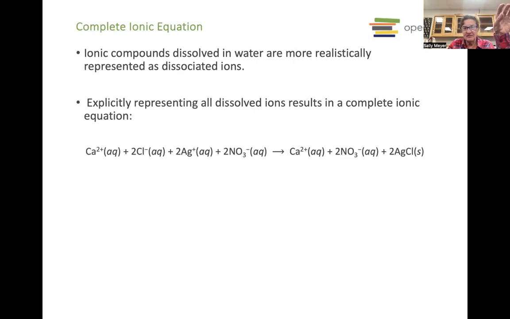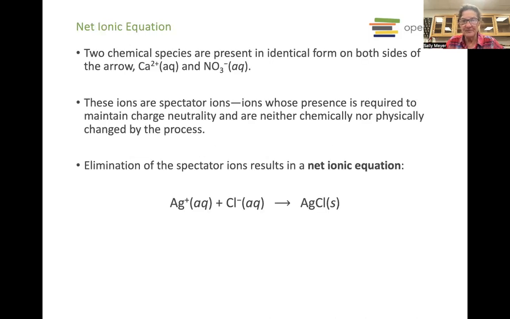So when we write out the complete ionic equation, we started with the molecular equation where the ions were kept together. But now we know that the calcium 2 plus, the Cl minus, the Ag plus, the NO3 minus, all pull apart in water. And so now we have those individual ions. And on the product side, we have the individual ions for the calcium 2 plus and the nitrate. But the AgCl solid, we won't pull that apart. So for a complete ionic equation, you pull apart the ions for things that do dissolve in water.